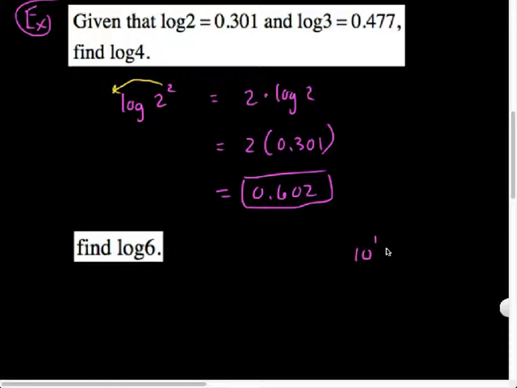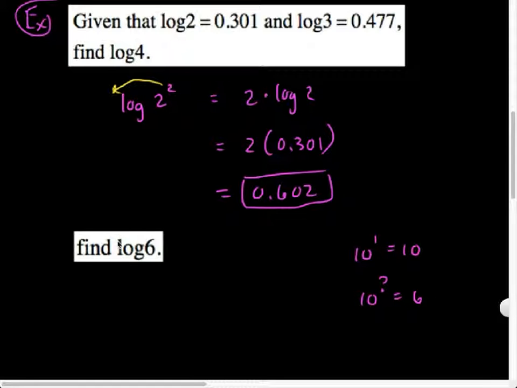Well, 10 to the first power is 10. So 10 to what power is 6? This is less than 10, so this number must be less than 1. Okay, so just to point that out, you can kind of figure out some things like that.